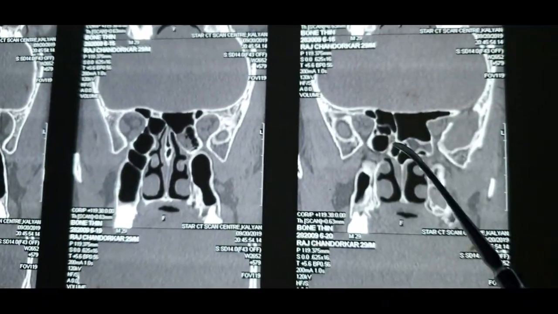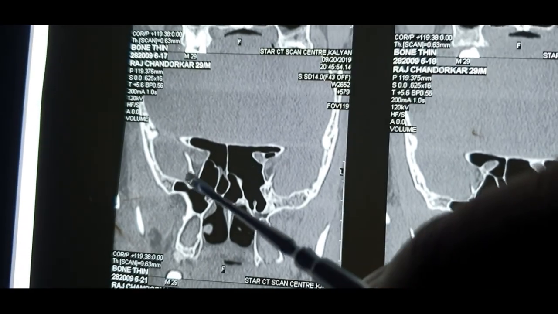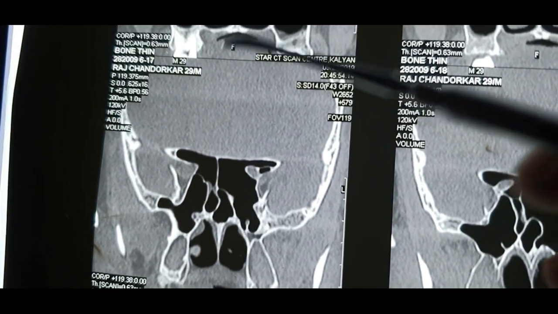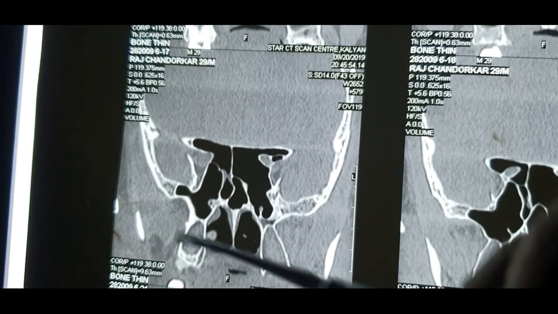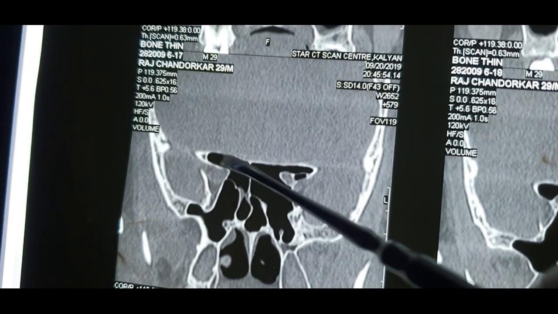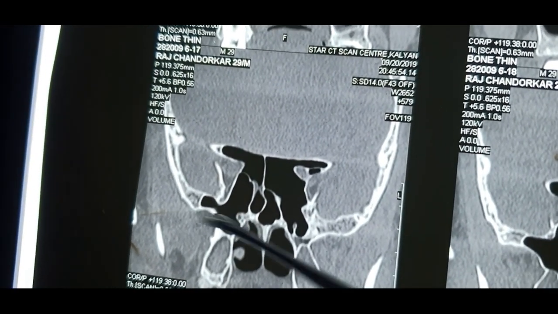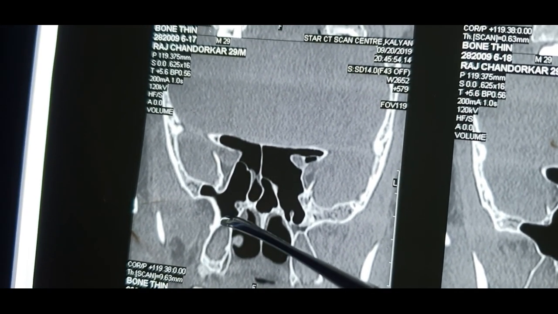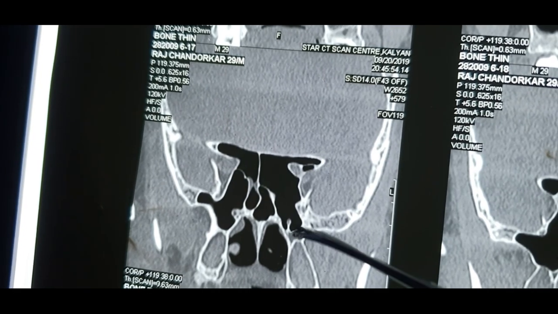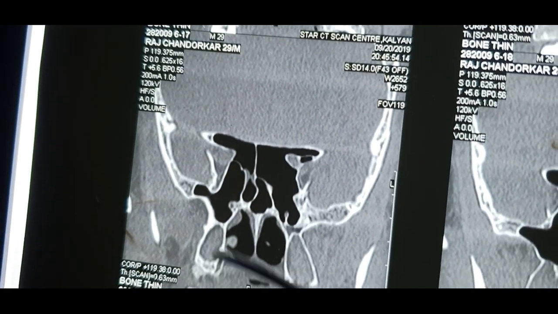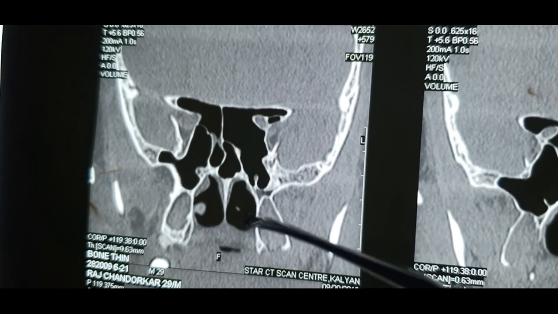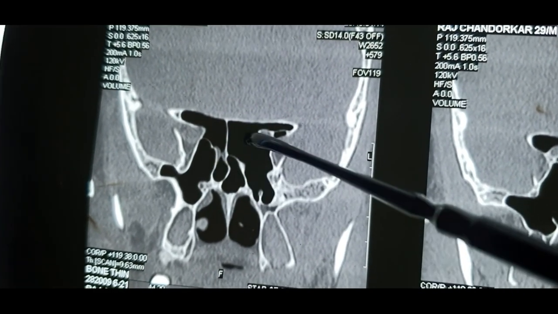So basically, you should know the anatomy of the sphenoid bone in detail. For the residents, it comes as a long question in the theory exams as well, for the final year exams. So this is the lesser wing, this is the greater wing, this is the pterygoid body. This is a medial pterygoid plate, lateral pterygoid plate. This is the choana. And this is a sphenoid proper.